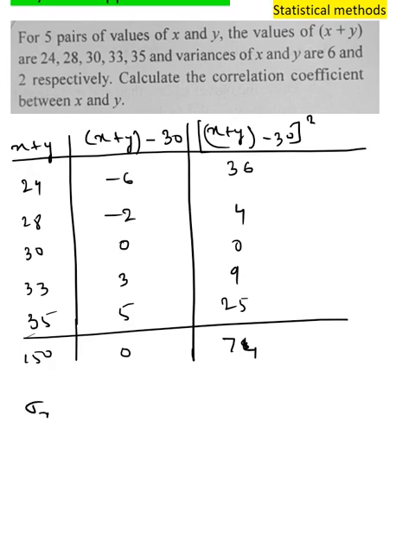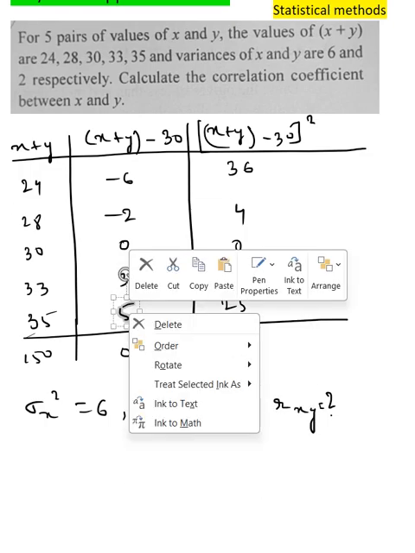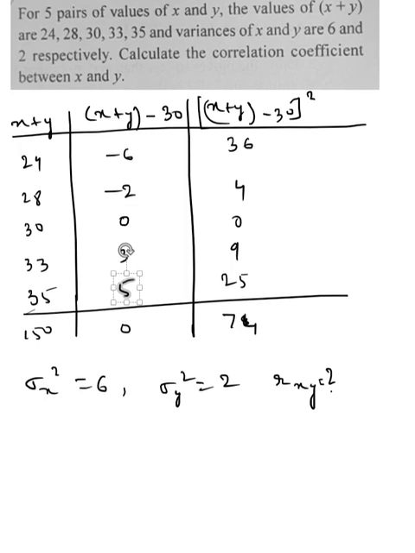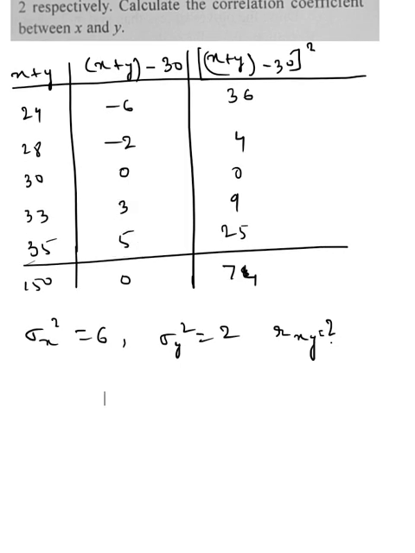So sigma x square is equal to 6. Sigma y square is equal to 2. We have to find out r xy. So now x plus y mean. So summation of this x plus y, the mean of x plus y becomes 150 by 5 observations. So we have 30, right?